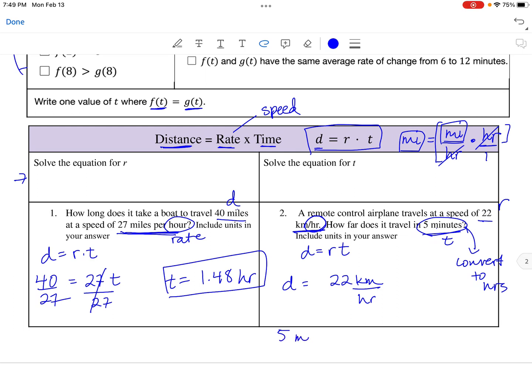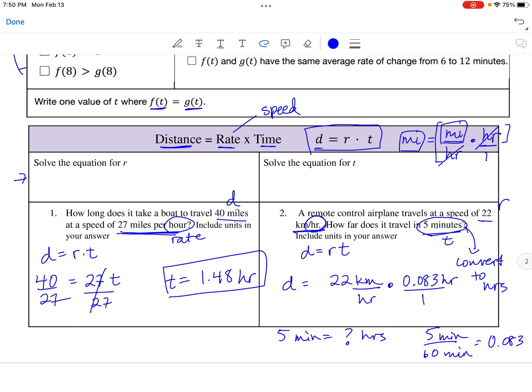So 5 minutes equals how many hours, right? So we can do some division. We can say 5 minutes divided by 60 minutes in an hour is going to give us the fraction of an hour, and that is 0.083. So now we're going to plug in our time is 0.083 hours.